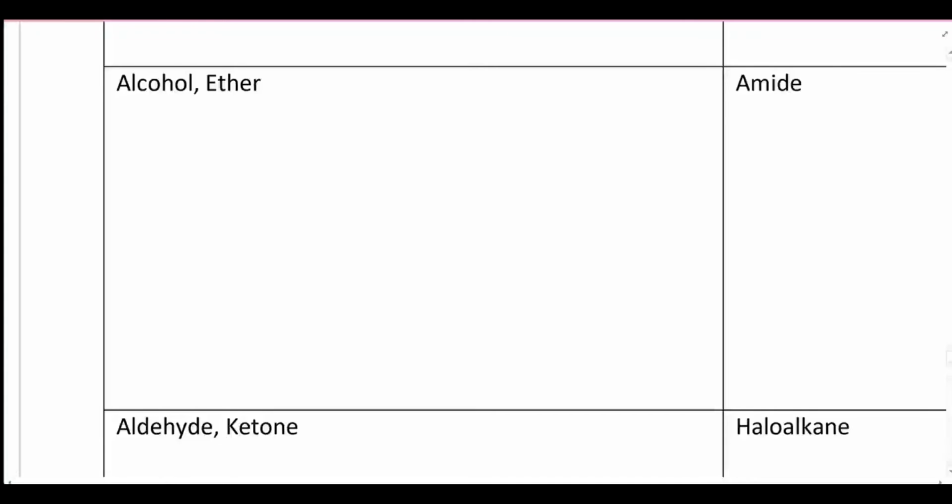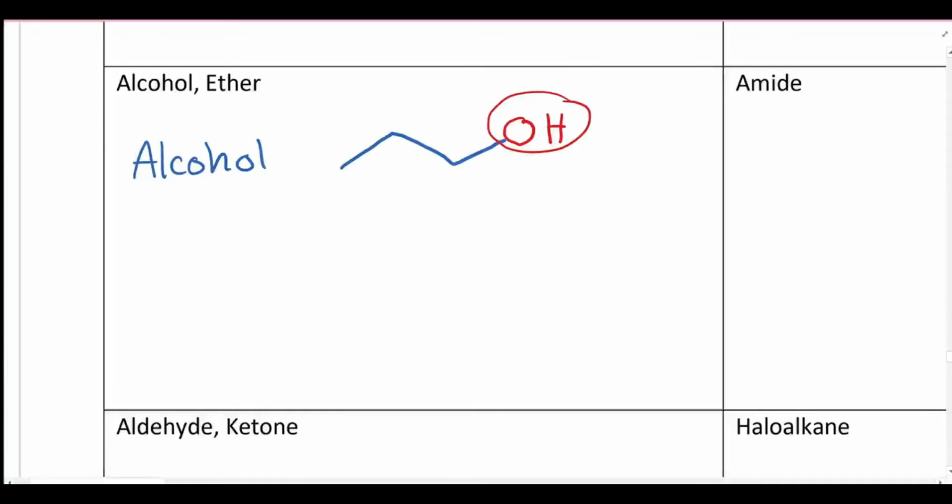So the first one, I'm just going to do an example of an alcohol. An alcohol is a carbon molecule that is bonded to an OH group. So I have an O and H group there. This OH group is an alcohol. Okay, that's an alcohol functional group.